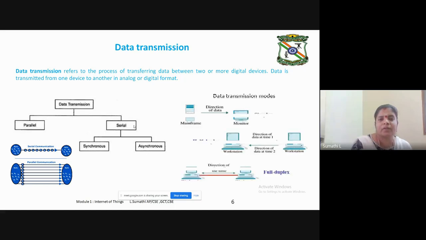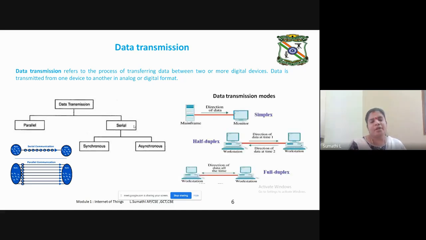Now, what transmission modes do I have? The transmission mode can be either simplex, half duplex or full duplex. From the picture, you can tell what simplex is. Simplex means one-way communication. Half duplex means two-way communication is possible, but at a given time you can pass information in only one direction. What is full duplex? You can pass information at the same time, in parallel, by both the sender and receiver.